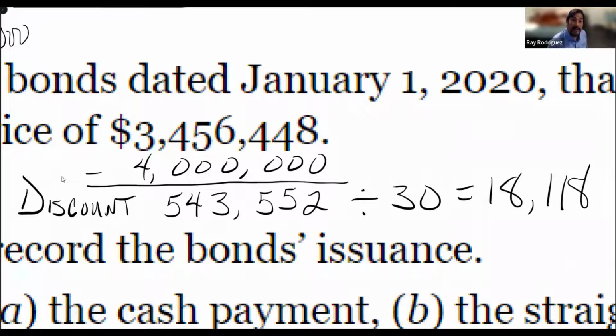We are going to amortize that discount over the payment life of the bond. So it's a 15-year bond, paid twice a year. 15 times 2 is 30. We're going to divide that discount by 30. And every time we make an interest payment, we're going to make an adjustment for the discount equal to $18,118.